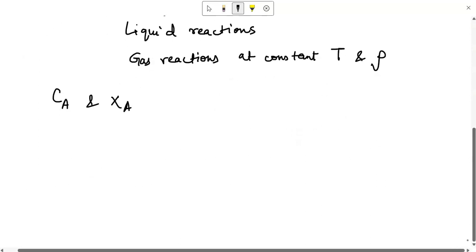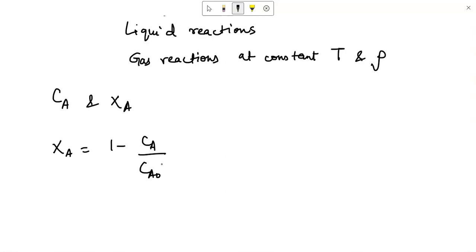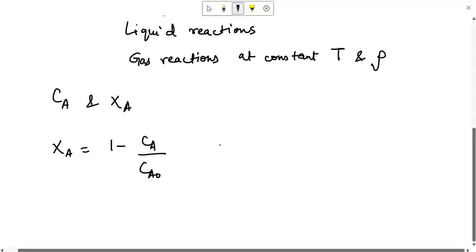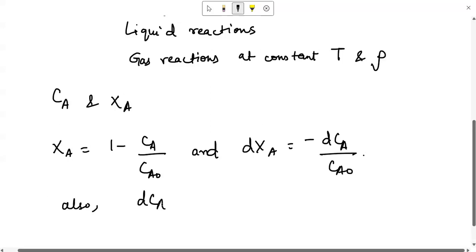Then we can write it as follows: XA equals 1 minus CA by CA0. CA0 means the initial concentration of A at the starting point of reaction, and dXA equals minus dCA by CA0. Also, you can write dCA equals minus CA0 dXA just by cross multiplication.